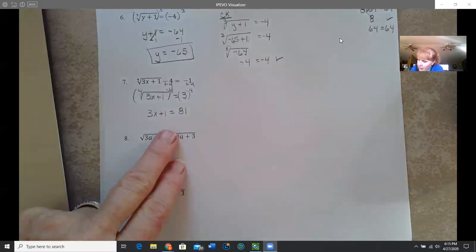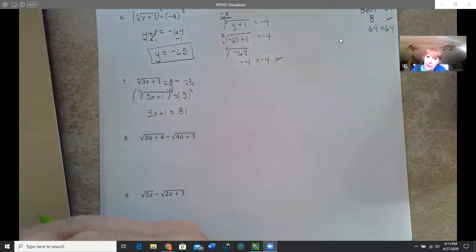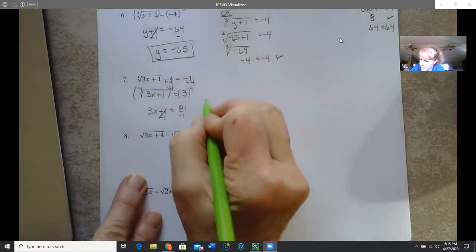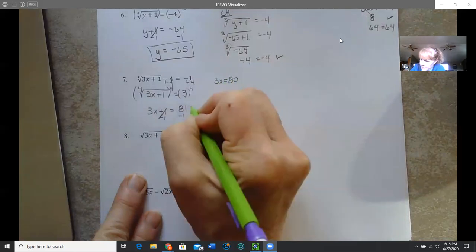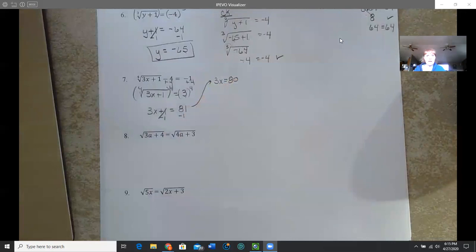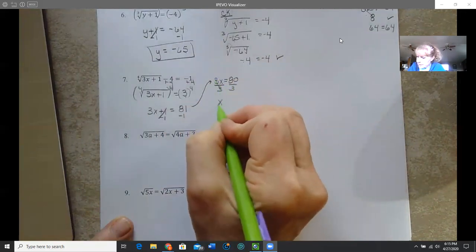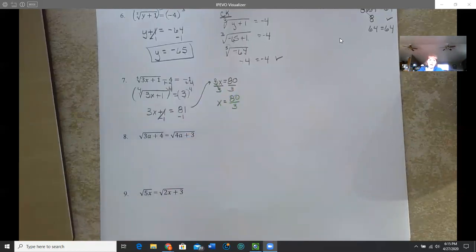You guys are okay. So then to solve this, I don't have a squared here, so I don't have to factor it. All I need to do is get the x by itself. Subtract 1, 3x. I'm going to come back up here and finish solving it. Divide by 3. X equals 80/3. Let's just leave it as 80/3, and when we check it, it's fine. It'll check out really nice.